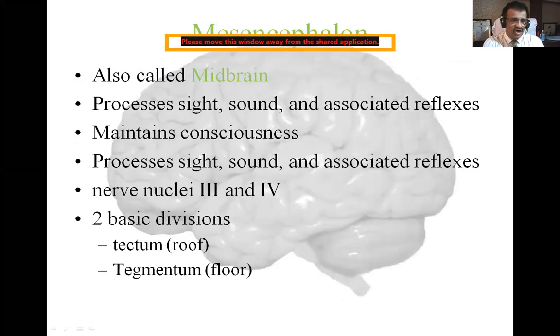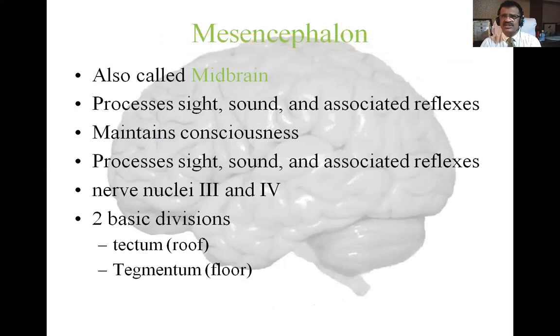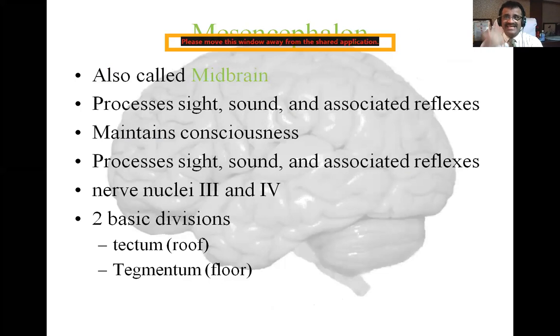So we'll have a short study of the mesencephalon. Sometimes a question may be asked on a midbrain short note. The mesencephalon is also called the midbrain. It processes sight, which means vision, and sound, which means hearing, and associated reflexes. It maintains consciousness. It processes sight, sound, and associated reflexes, and now cranial nerves 3 and 4 are attached to it.